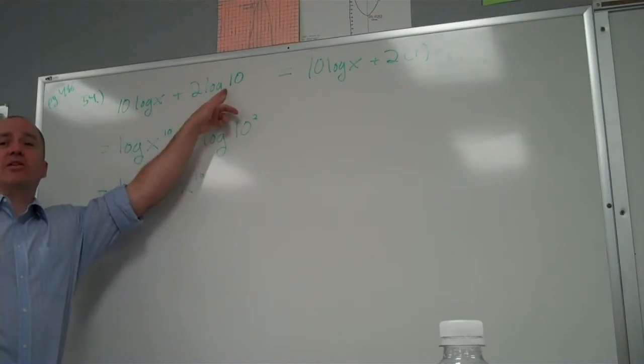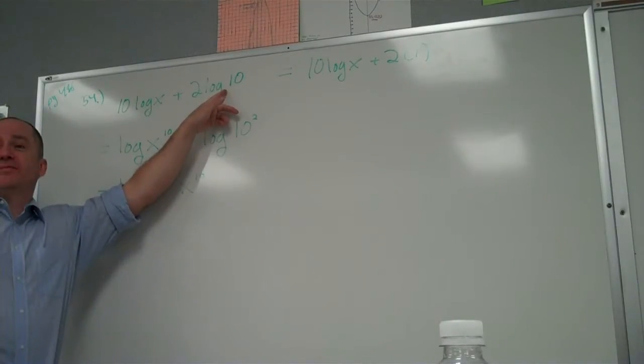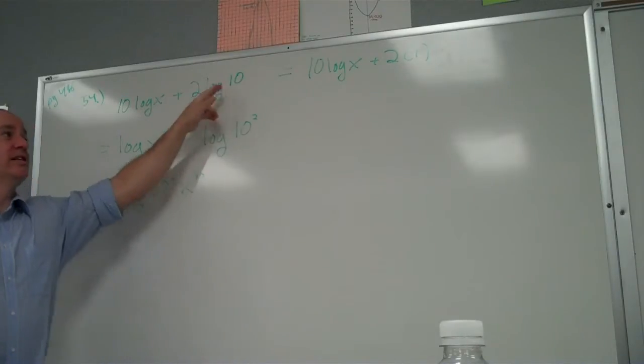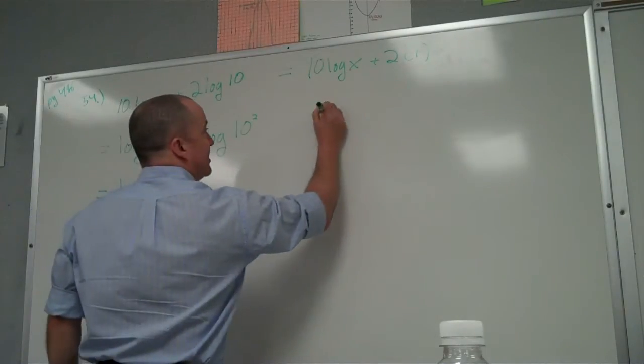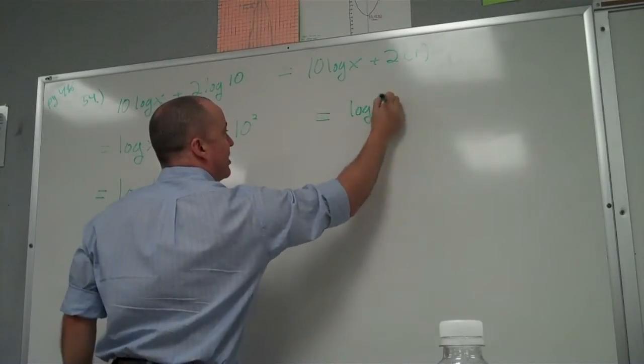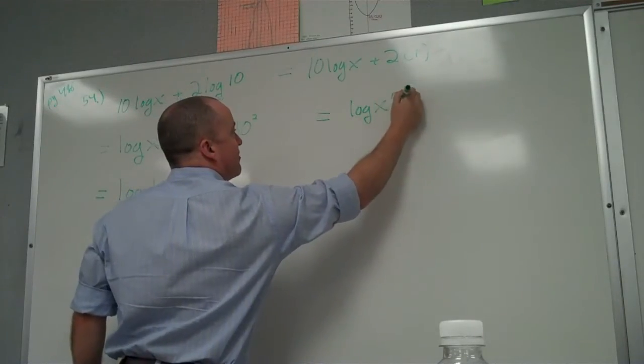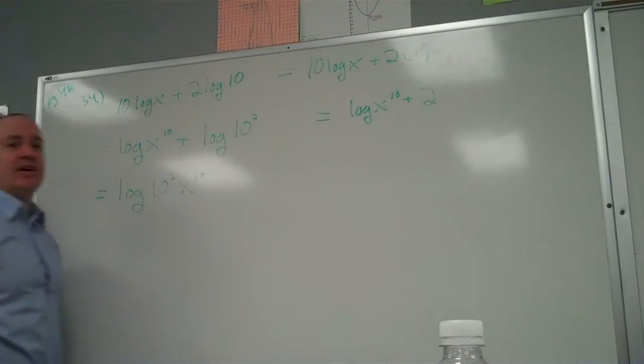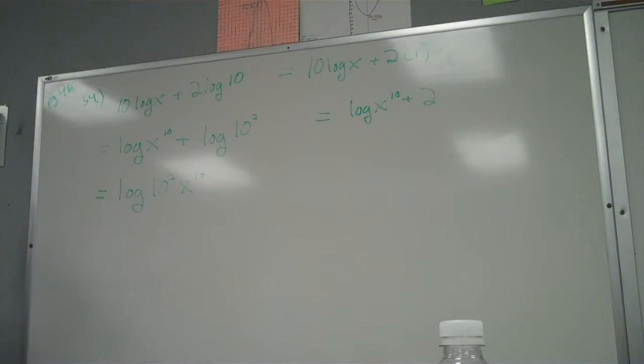What 10 to what power equals 10? 1. So this is 1, get rid of it there. And then this just equals, I can still bring up the exponent, make it log x to the 10th power plus 2, and that's a fine way to leave it also. I'm actually not sure which one the book more wanted.